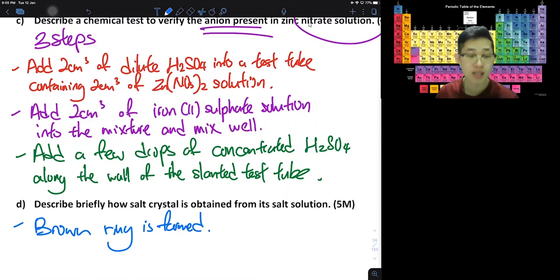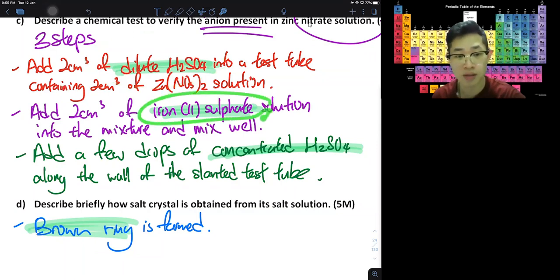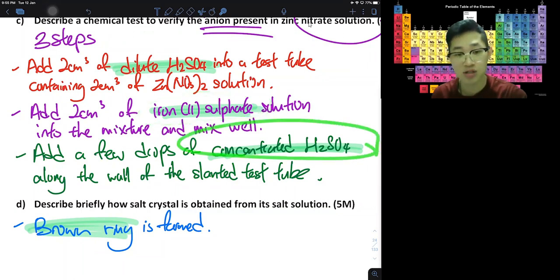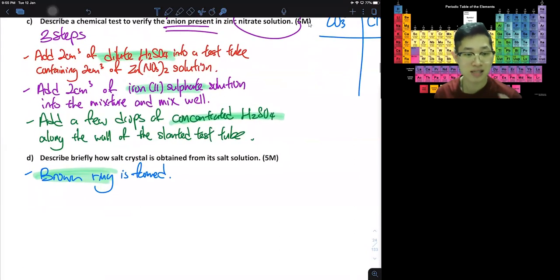Finish. Okay, just like that, that's what we did before. Dilute sulfuric acid goes in, followed by iron 2 sulfate solution, and then the concentrated sulfuric acid. You get a brown ring. So of the 3 steps, the first step is always adding dilute acid, the second step is always adding a salt solution, and the third step is concentrated acid. Ta-da! That's the answer.